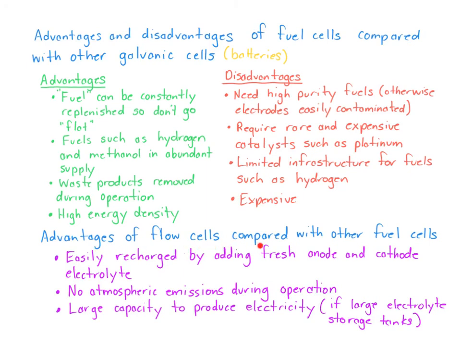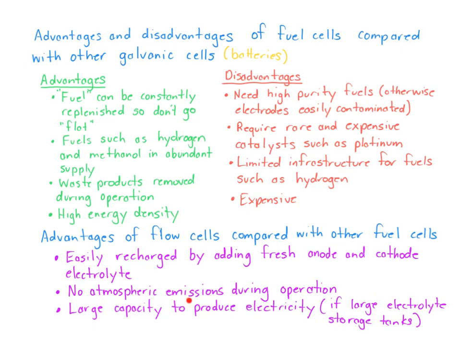The advantages of flow cells compared with other fuel cells are that flow cells are easily recharged by adding fresh anode and cathode electrolyte. So it almost becomes a bit more like the model of how you can go and fuel up your car at a service station by just putting more petrol in. Theoretically, you could replenish these batteries by just going to an electrolyte station and filling up with fresh electrolyte, and that would be a lot better than having to plug your car into a power supply and wait hours for that battery to recharge.